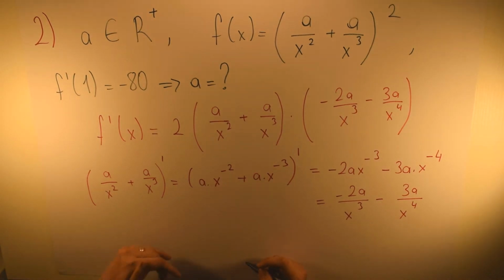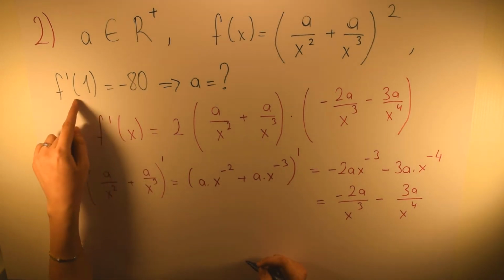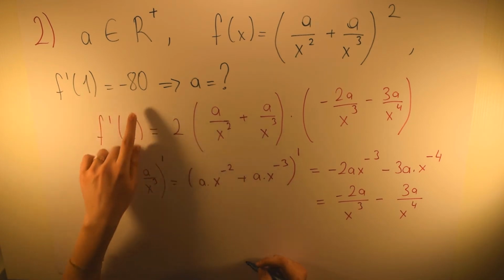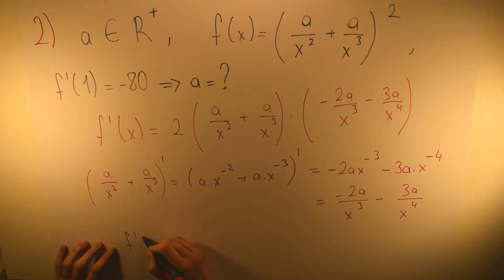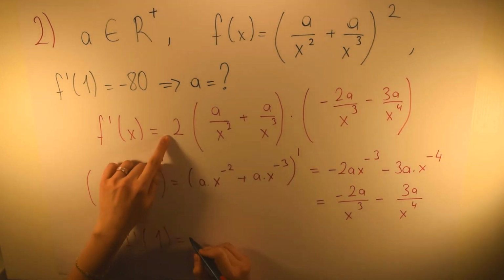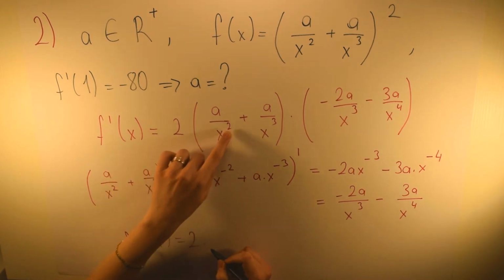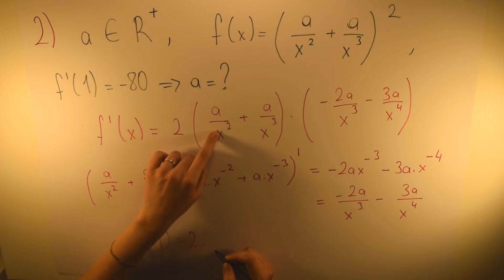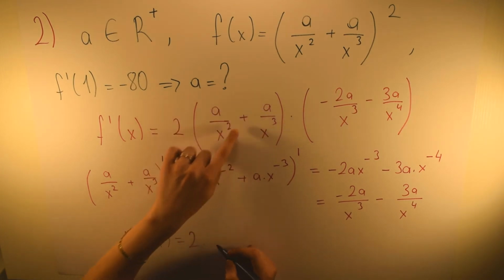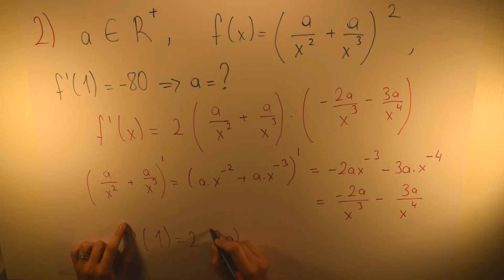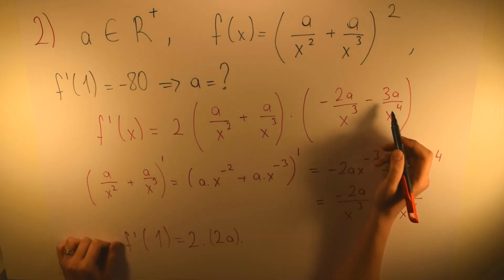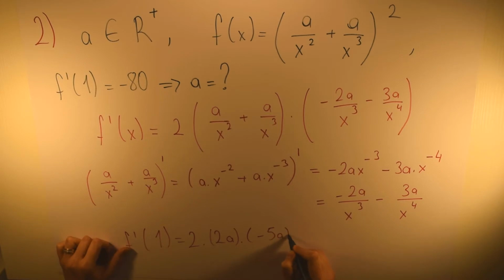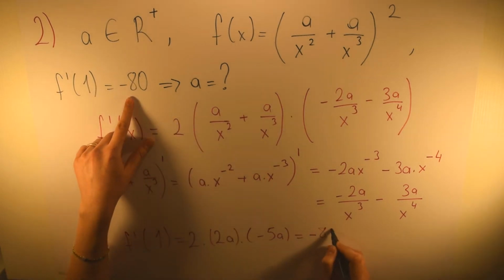Now I know the value of the derivative of f at 1, which is equal to minus 80. Let's use this one. Instead of x, I will write 1 here. So the derivative at 1 is, when I put 1, a over 1 plus a over 1 is a plus a, which is 2a, so it is 2 times 2a, times, when I put 1 here, minus 2a minus 3a, which is minus 5a, and this is equal to minus 80.